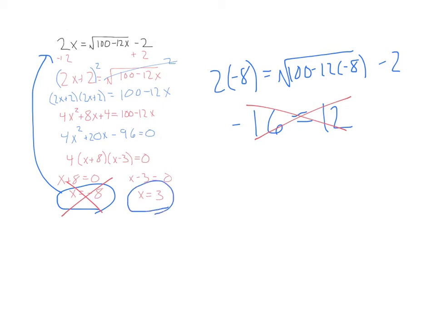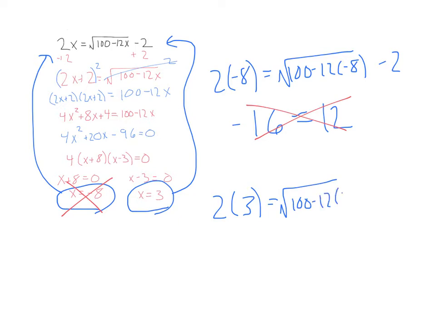Let's go ahead and check our other one, x equals 3. Now I'm going to plug that into the original. That'll give me 2 times 3 equals square root of 100 minus 12 times 3, minus 2. This time I'm going to get 6 equals 6, which is correct. So x equals 3 is my only solution for this one.